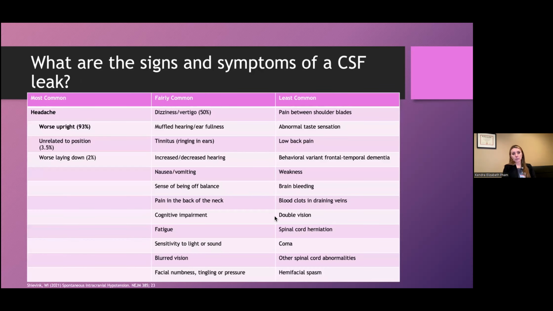So what are signs and symptoms of a CSF leak? By far and away, the most common symptom of a CSF leak is what we call an orthostatic headache. This is a headache that is worse upright.